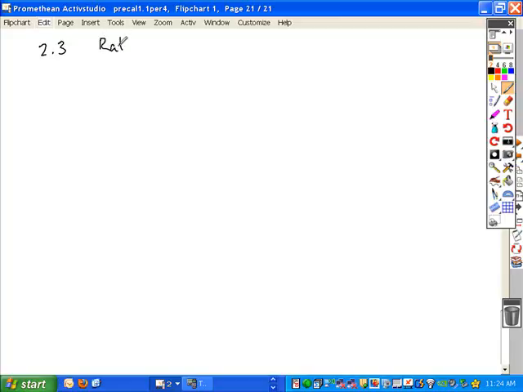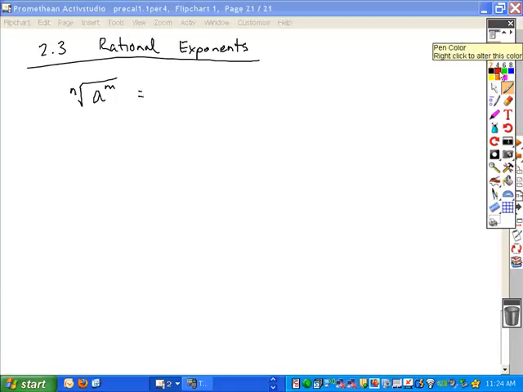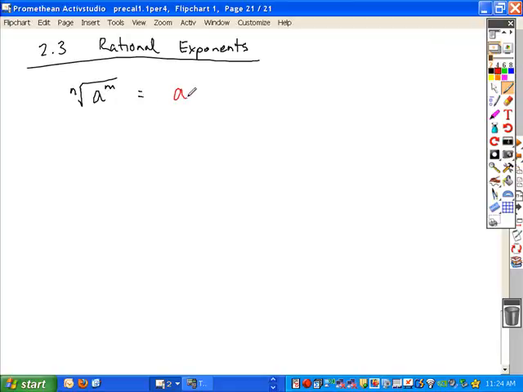Next set of concepts that we're going to talk about is just the conversion from radical form to exponent form. And that conversion is just allowing you to rewrite a radical as a rational exponent. And the way that that works is, if you take a radical, the nth root of a to the m power, you can rewrite this as an exponent, keeping the base the same, keeping the power the same.